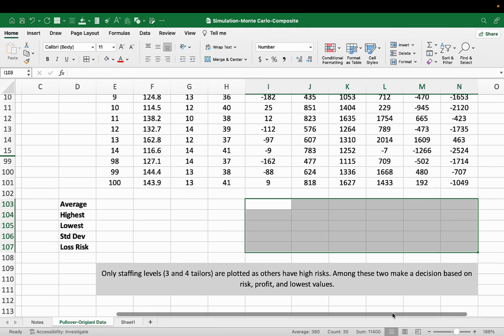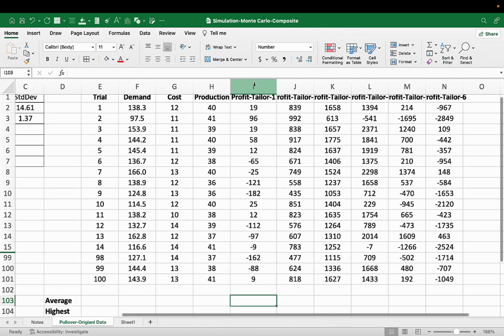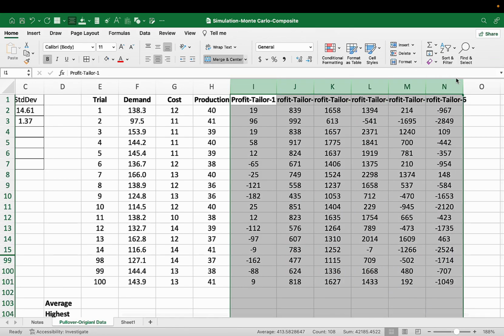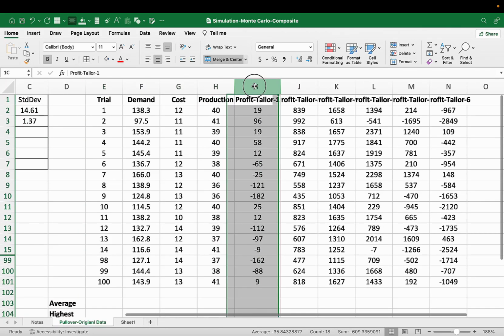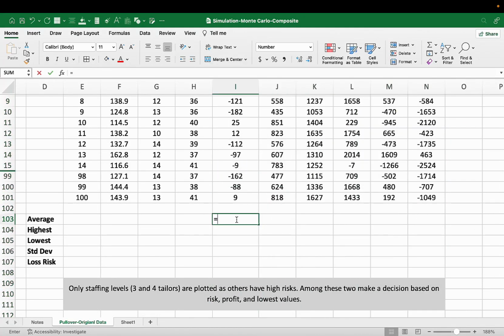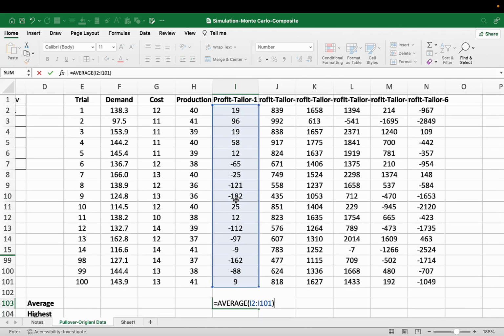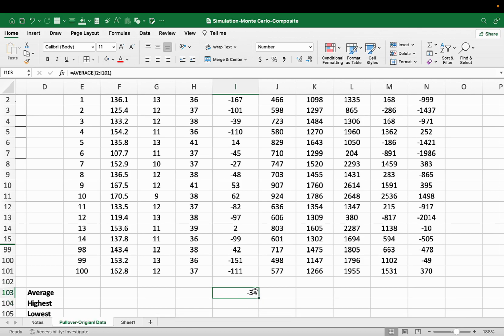The next thing would be to calculate these averages, and of course we will be calculating averages only for our profit section, because that's what we are concerned about. We don't care about trial, demand, cost, and production, etc. We are only concerned with profit that comes from Taylor. So let's say here is the average of this one. Okay, so that's the profit.